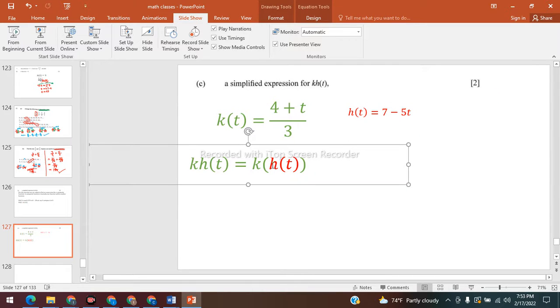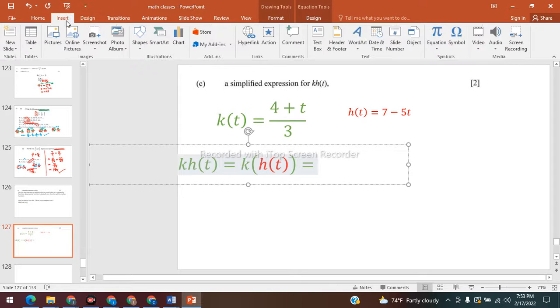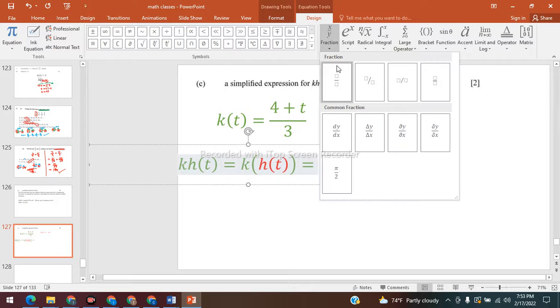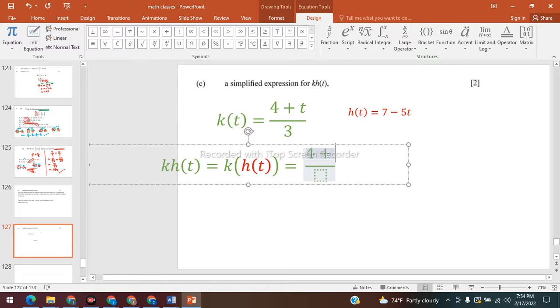So k h of t is going to be equal to k of h of t, which is going to be equal to 4 plus. Now wherever we see the t, we're going to put what?